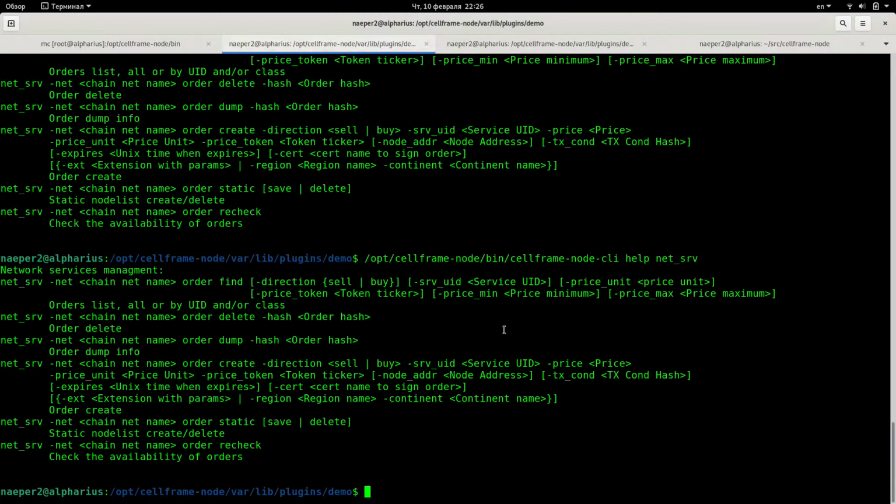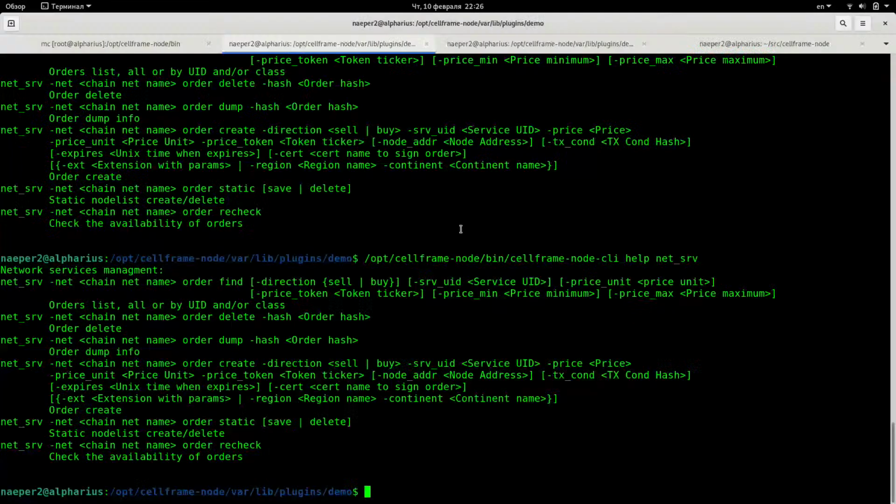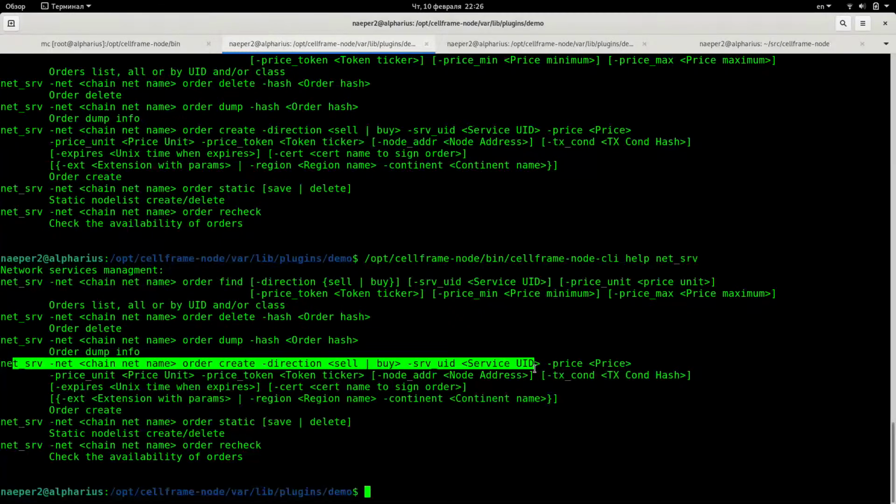And price min, price max. Because we are selling, we have price min. It's a replacement of price. Could be price max, of course. And that's what we have. And here you could see we could create these orders.